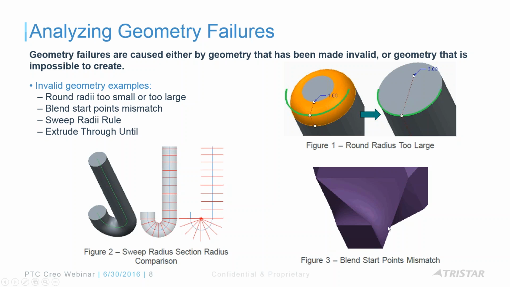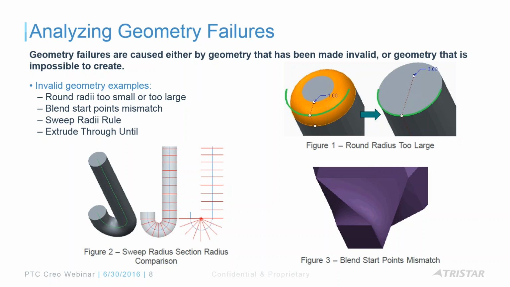A blend with the start points not aligned properly. If the twist is too much, then it will overlap, and it's liable to cause failure. Extrude through until: if you extrude it up to some surface and something happened to that surface that became invalid or missing, then those are the kind of things that could cause a failure.